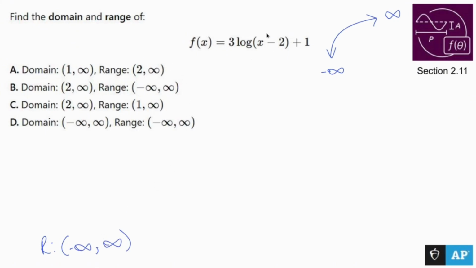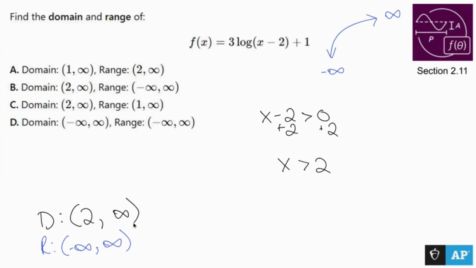Now, the domain. The inside of a log must be a non-zero positive number. So what we need to do is find out what numbers will keep x − 2 greater than 0. Well, if we just add 2 to both sides, then these are the numbers that should do it. Which tells us that the domain of this guy is going to be from 2, not including 2, all the way on forever.